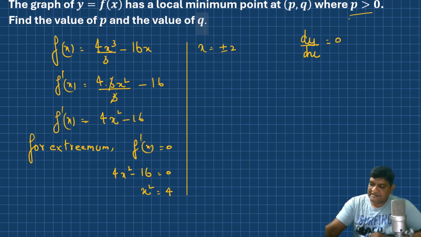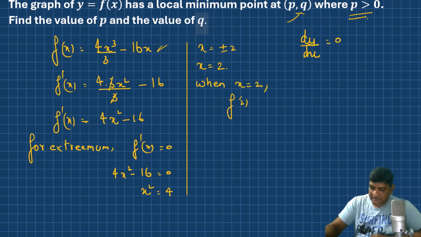However, because he says that the value of p has to be greater than 0, I can take x equal to 2. Now I need to find the y coordinate of it. So let's take the x value as 2 and substitute it in this function. When x is equal to 2, f of 2 is simply going to be equal to 4 into 2 cubed divided by 3 minus 16 into 2.